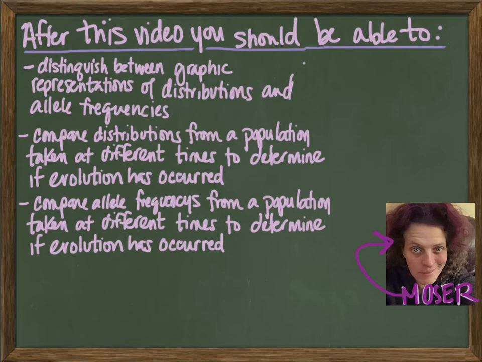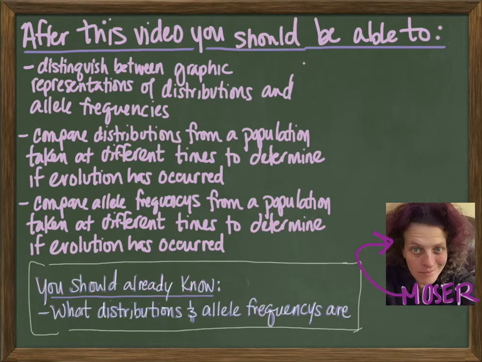After this video, you should be able to distinguish between graphic representations of distributions and of allele frequencies. You should be able to compare distributions from populations that are taken at different times to determine if evolution has occurred. And you should be able to compare allele frequencies from a population taken at different times to determine, again, if evolution has occurred. It'd be just dandy if you knew what distributions and allele frequencies were.